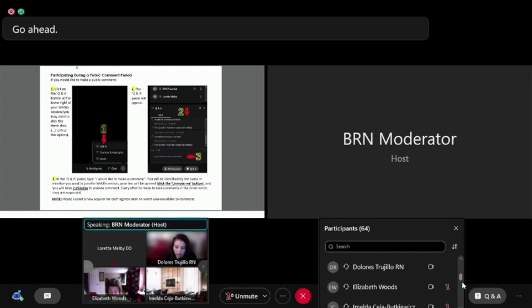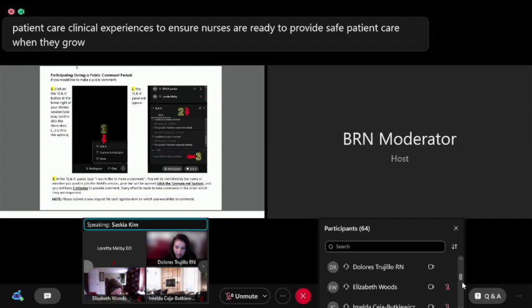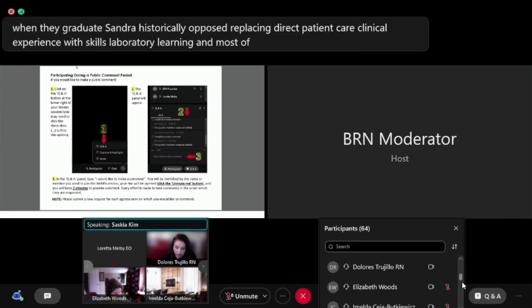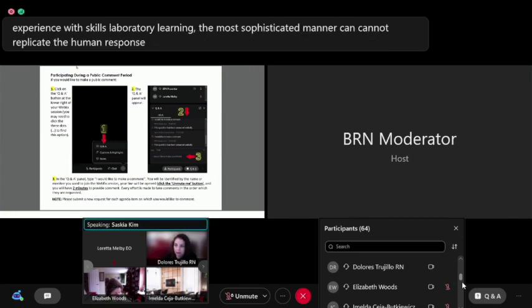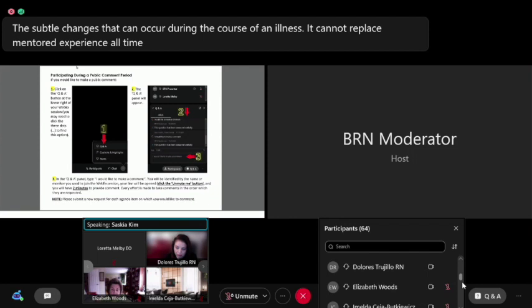With the California Nurses Association, CNA supports the use of direct patient care clinical experiences to ensure nurses are ready to provide safe patient care when they graduate. CNA has historically opposed replacing direct patient care clinical experience with skills laboratory learning. The most sophisticated mannequin cannot replicate the human response to nursing care or indicate the subtle changes that can occur during the course of an illness. It cannot replace mentored experiential time with patients in the actual environment of care.